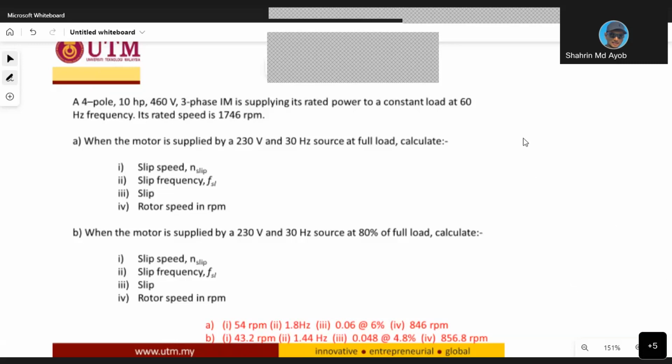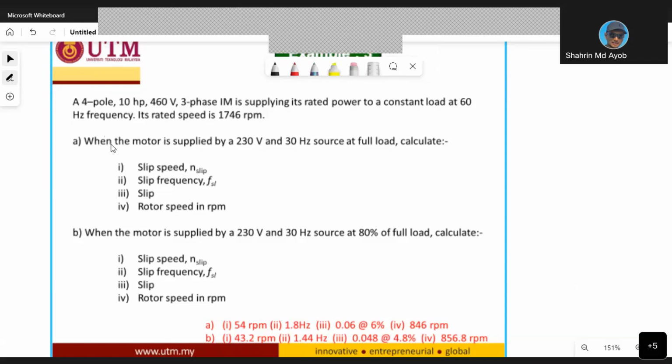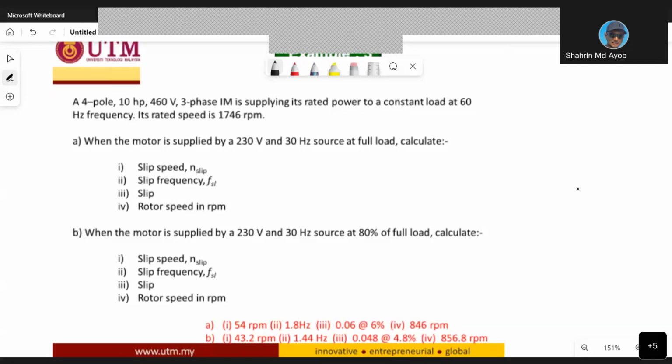Okay. I think this one, A, is similar with example 2. Okay? This one is 0.06. Oh, different. But it looks the same. Wait, that one is 80%. Okay, this one is 80%. So this one is the same, I think. So this one we don't need to do.